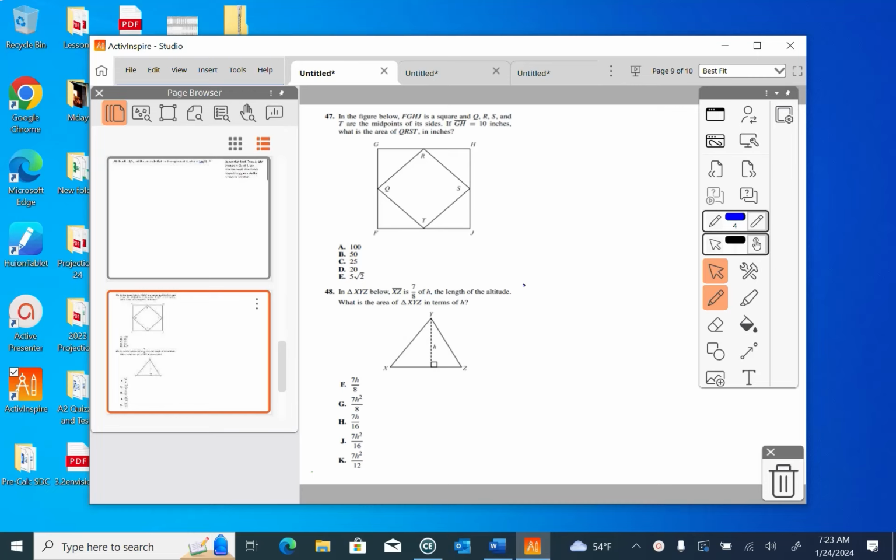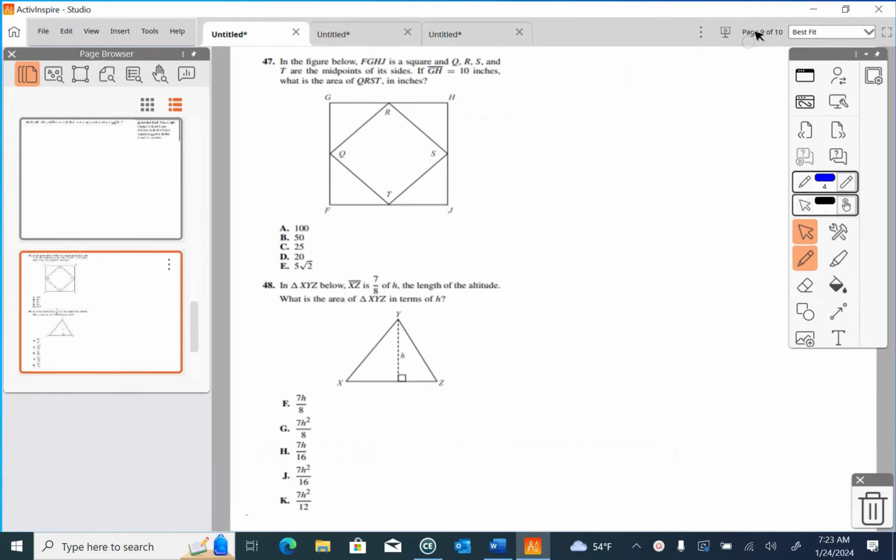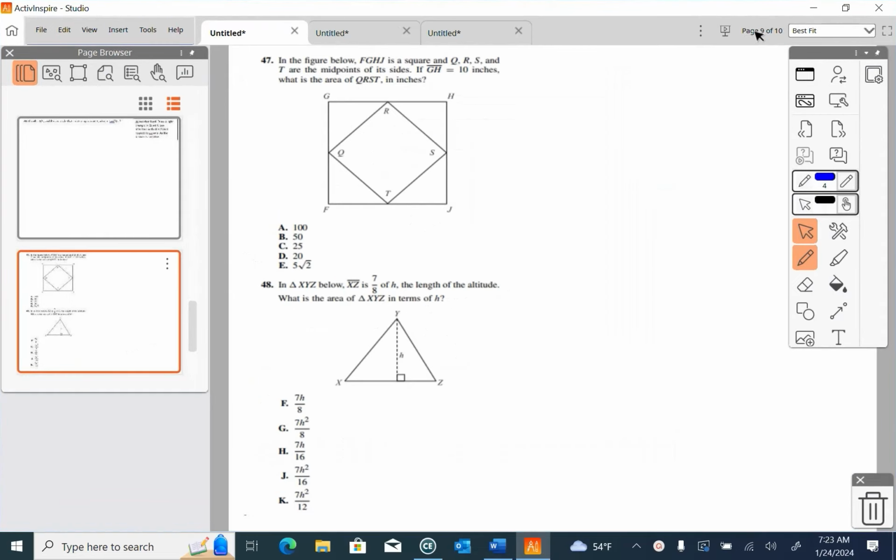So here we have 6.2 homework, starting off with the ACT content. The figure below, FGHJ is a square. That means to me we have 4 congruent sides because it's a square. GH is 10. Q, R, S, and T are the midpoints of its sides.